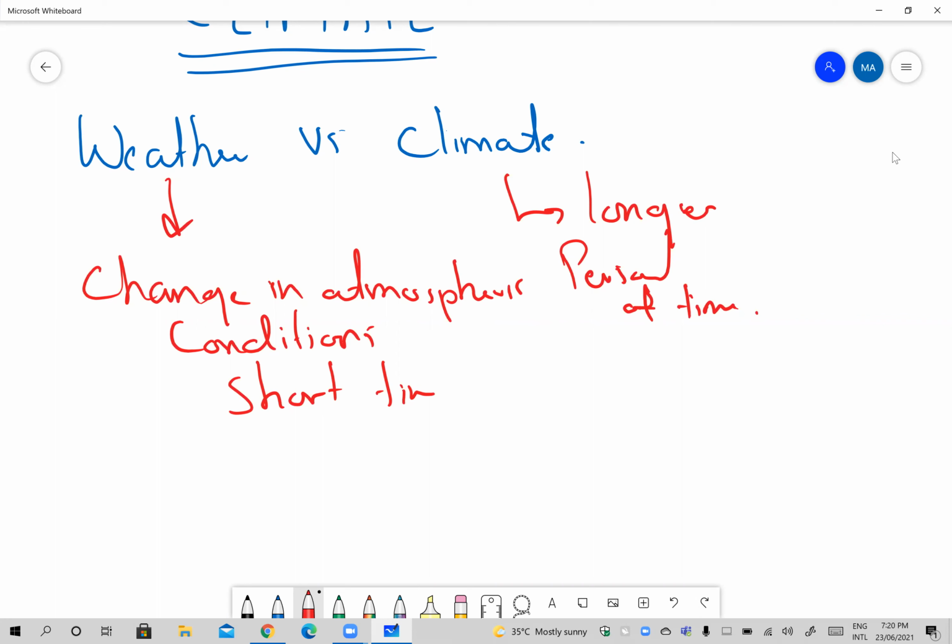If let's say it rains on a particular day, that is the atmospheric condition for that short period of time. But you cannot say that the climate of Saudi Arabia is very cool. It might be for a particular day, but that is not the typical climate of that region. So climate is used to describe the atmospheric condition for a longer period of time, whereas weather is used to describe the atmospheric condition for a shorter period of time.